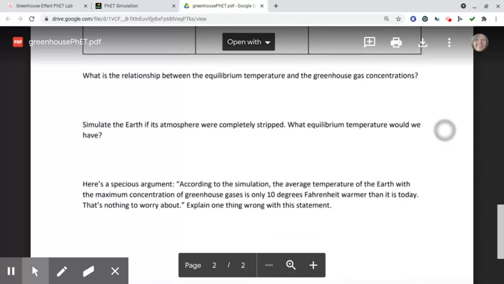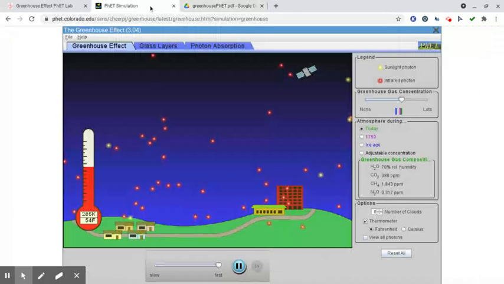Okay, what is the relationship between equilibrium temperature and the greenhouse gas concentration? So you need to draw out that relationship. Simulate the Earth if its atmosphere were completely stripped. What equilibrium temperature would we have? Okay, so completely stripped, what would that mean?